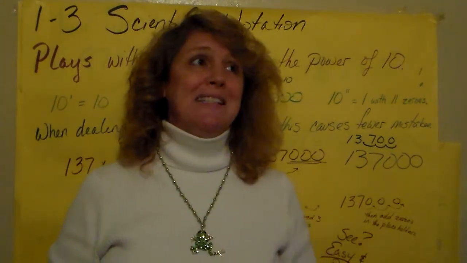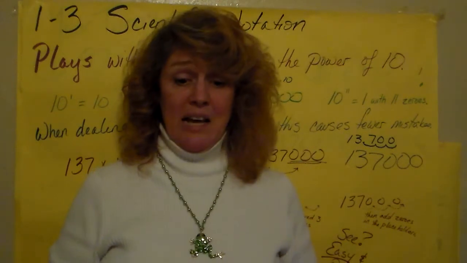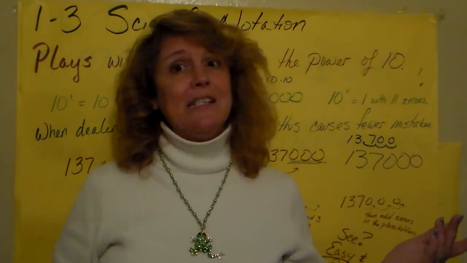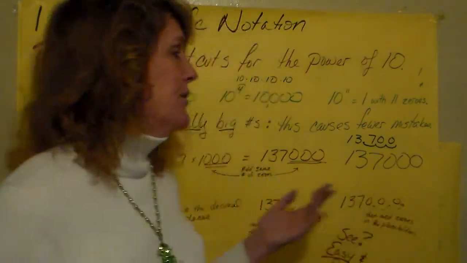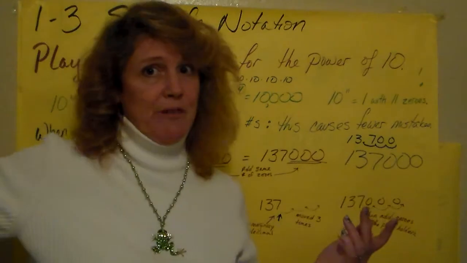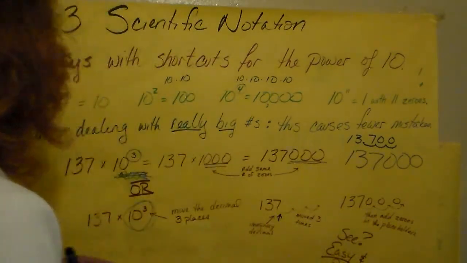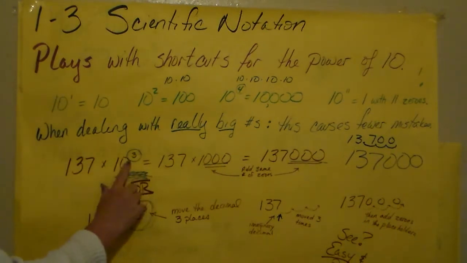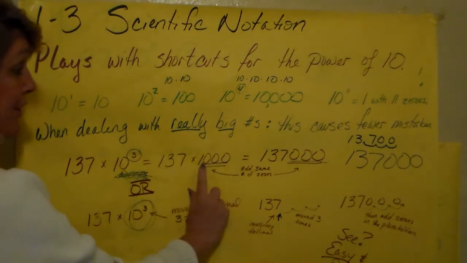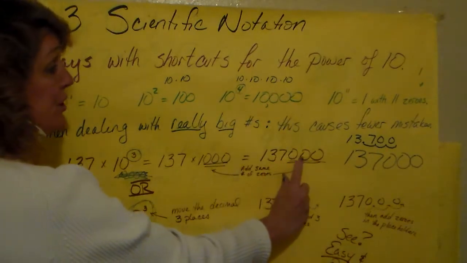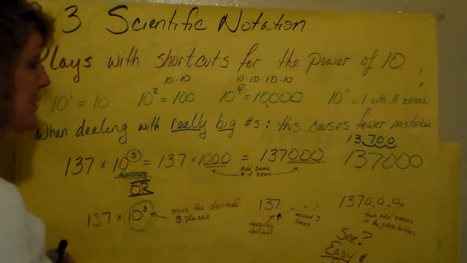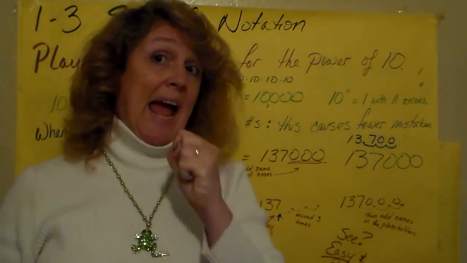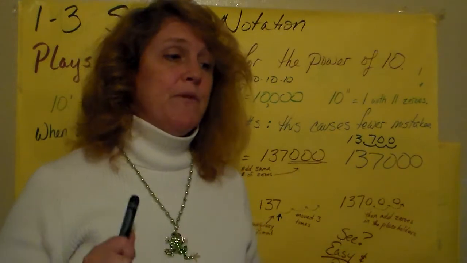If you're talking about the distance in miles between us and a star in the next galaxy, there's a lot of zeros on that number. A lot of zeros. And if you write out all the zeros every single time, it's easy to make mistakes. So what we do then is we say, well, it's 137 times 10 to the 3rd. Well, 10 to the 3rd is 10 with 3 zeros, so it's going to be 137,000.